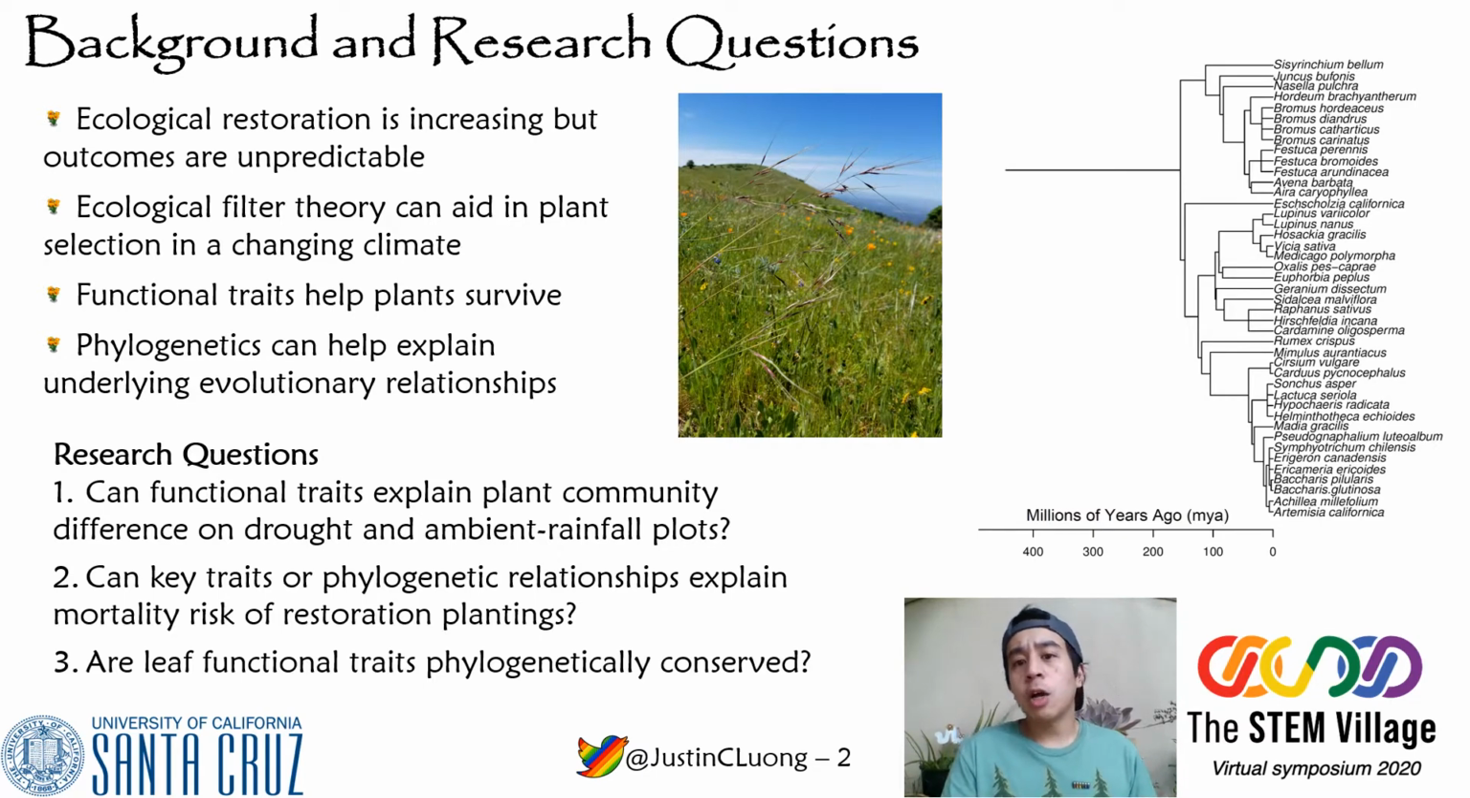Given this information, our research questions were: do functional traits explain plant community difference between drought and ambient rainfall plots? Do traits or phylogenetics explain planting mortality risk of restoration? And are leaf traits phylogenetically conserved in this plant community?